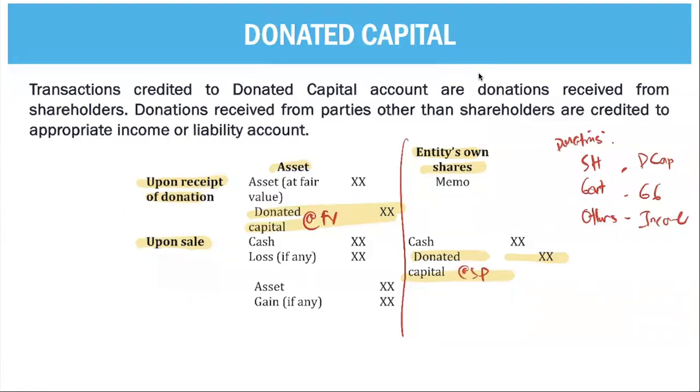When do we recognize donated capital for an asset received from a shareholder? Upon receipt of donation. When do we recognize donated capital for entity's own shares donated by a shareholder? Upon sale. Ingat kayo dito, donated capital.